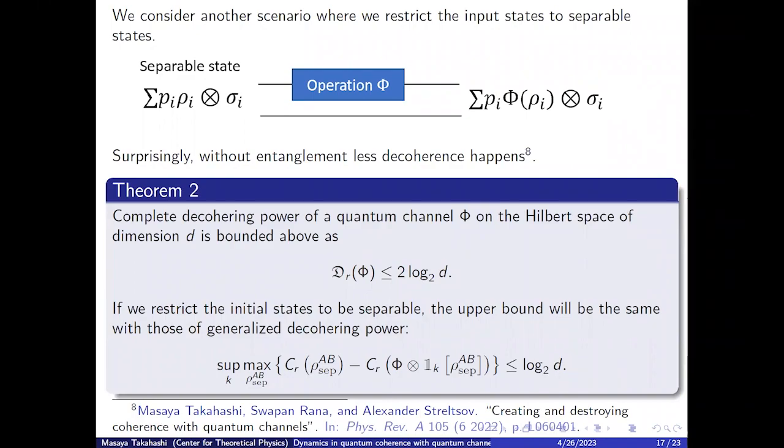Then I considered another scenario where we restrict the input state to separable states. So we prepare a separable state and do the same thing. We apply the operation only on this system state, and we get this. Surprisingly, without entanglement, less decoherence happens. So actually, the entanglement does work. Complete decoherent power is usually upper bounded by 2 log 2d.